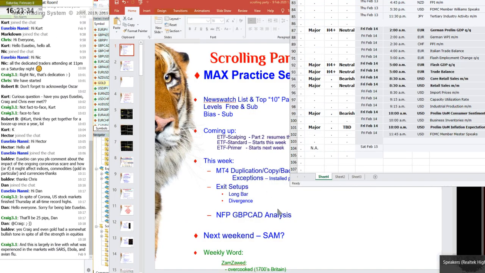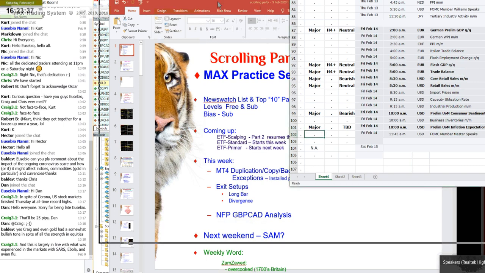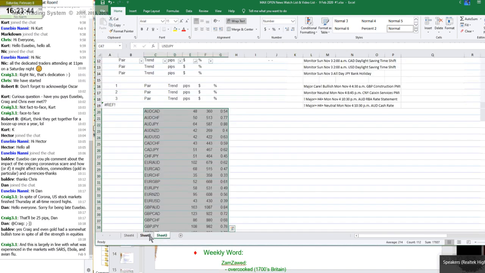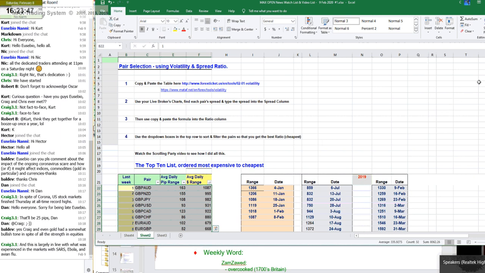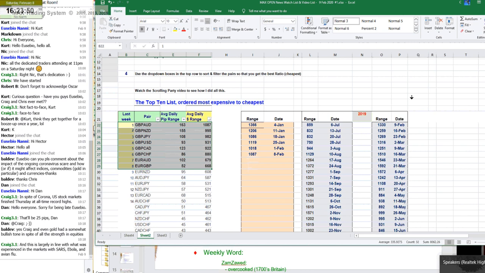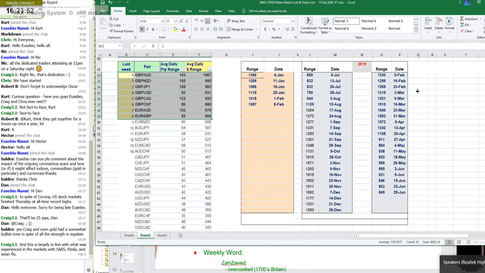And what we've got over here is part 2 of the NewsWatch, is to figure out the top 10 list. And so what I do is I grab the information from the websites of the 28 pairs, and then I sort them like so.